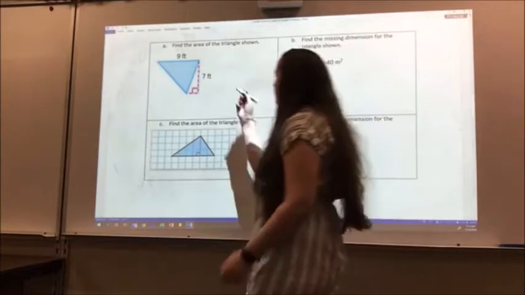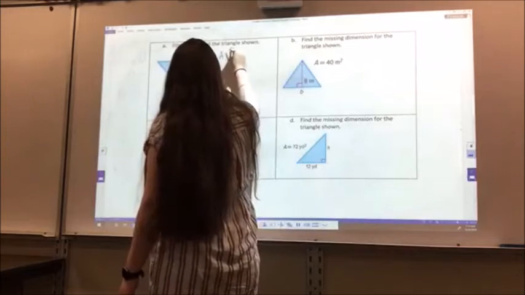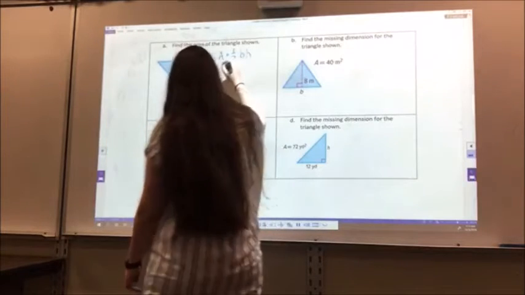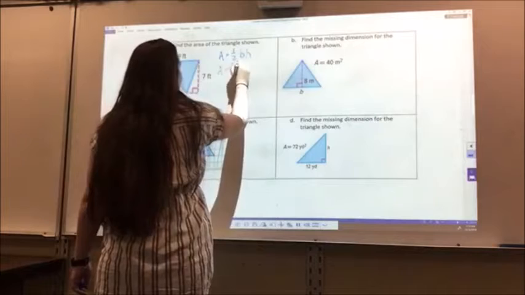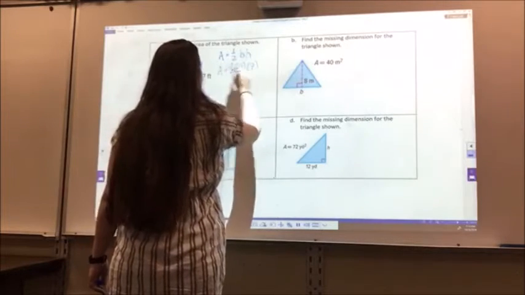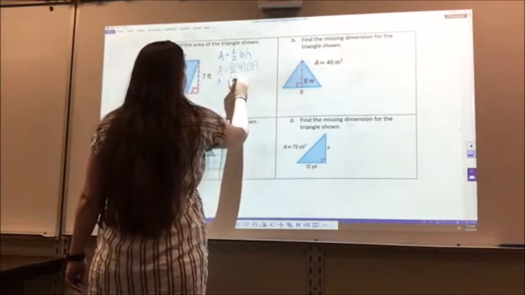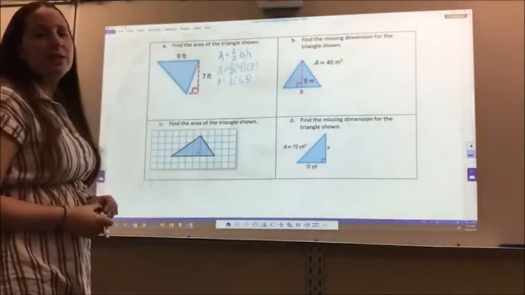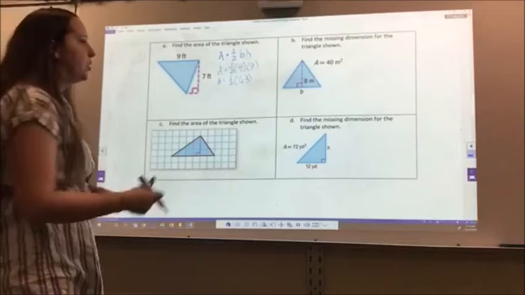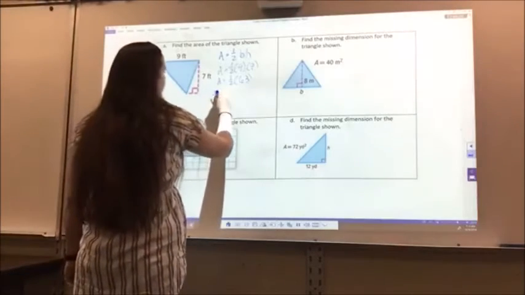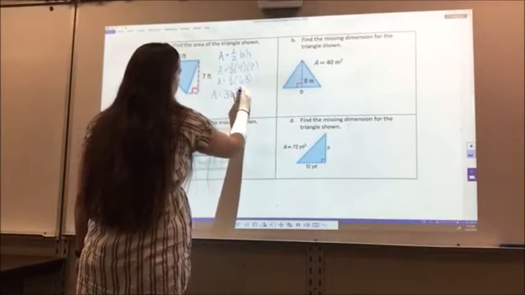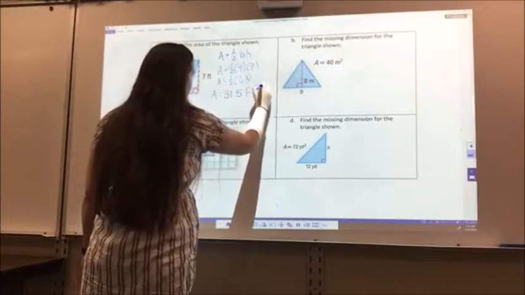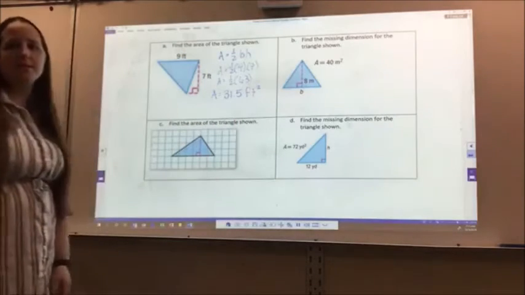So my area is 1/2 my base times my height. So that's 1/2, 9 times 7. 9 times 7 is 63. So I do 1/2 times 63, or 63 divided by 2, which gives me 31.5. So 31.5 feet squared, or square feet.